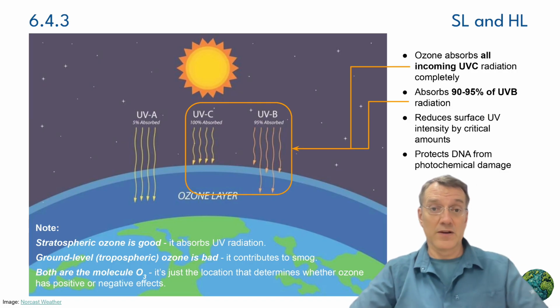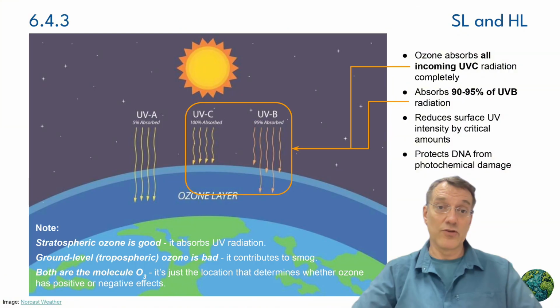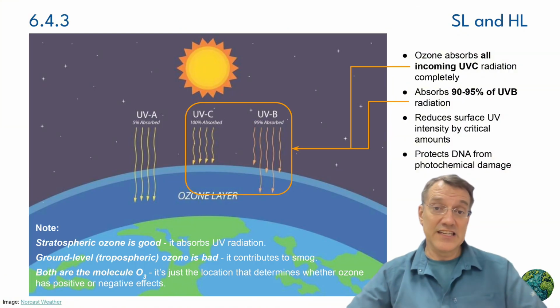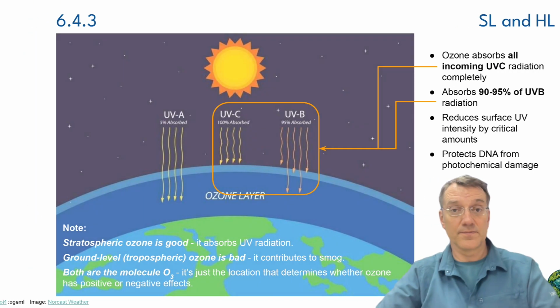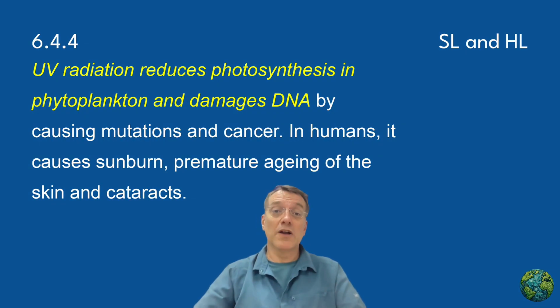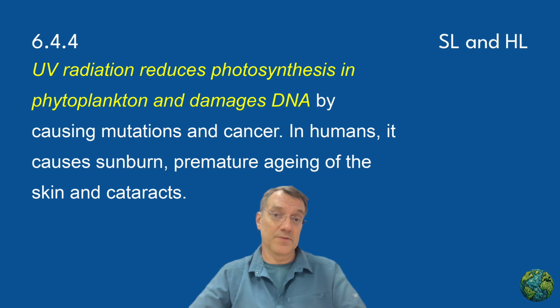In the stratosphere, ozone absorbs all incoming UVC radiation completely, absorbing 90 to 95% of UVB radiation, and it significantly reduces the surface intensity of ultraviolet light. This protection is really important for protecting against photochemical damage to DNA and all living things. Let's examine what happens when too much UV radiation reaches organisms.